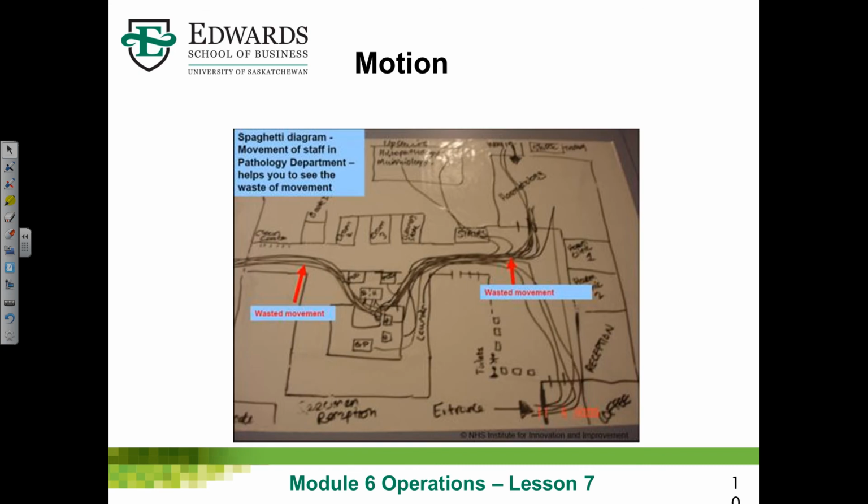The third source of waste is motion. And this is an example, a picture from a healthcare organization in the United Kingdom. And what this is showing is what's called a spaghetti diagram. A spaghetti diagram is basically showing where the movement is happening back and forth in this particular healthcare situation. So you've got healthcare workers that are going back and forth repeatedly. It's creating a lot of excess foot traffic, excess motion that doesn't need to be there. That's a source of waste.